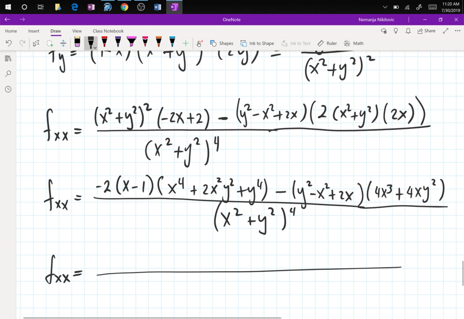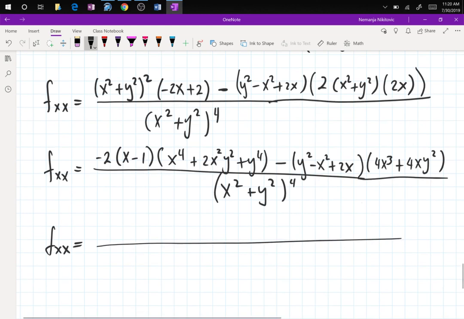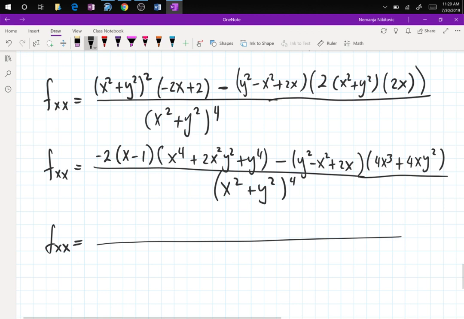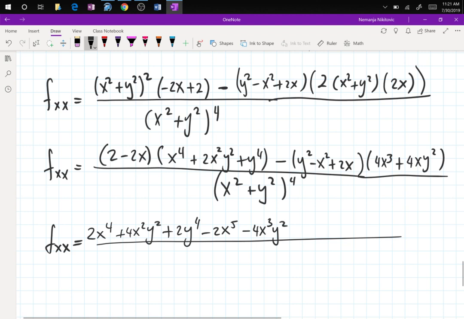So now I have to FOIL both of these. They're going to have 1 million terms. It will be better if I just left this as 2 minus 2x, because now I got to FOIL. 2 times everything, that's 2x to the 4th plus 4x squared y squared plus 2y to the 4th minus 2x to the 5th minus 4x cubed y squared minus 2xy to the 4th. So that's the first one.